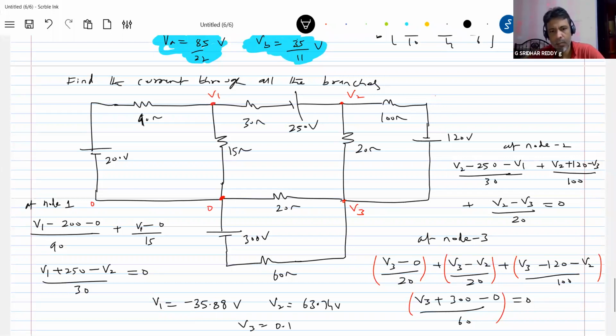V3 is 0.19. What do you mean by negative sign? What should you interpret if you get a negative sign? You don't do anything, just leave it here. Then if you want to find the current through any branch, you should take help of that negative sign. Suppose, let's do one thing. We'll find the current through this branch.